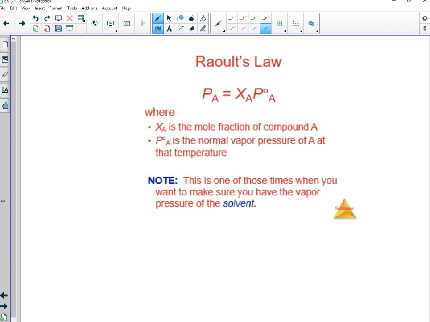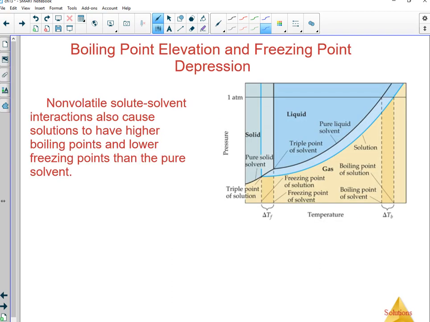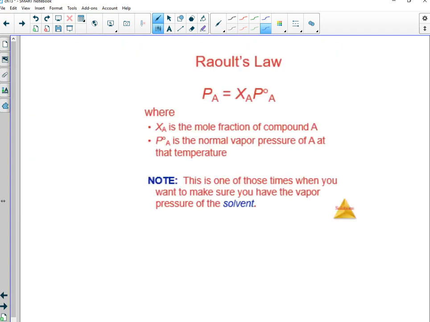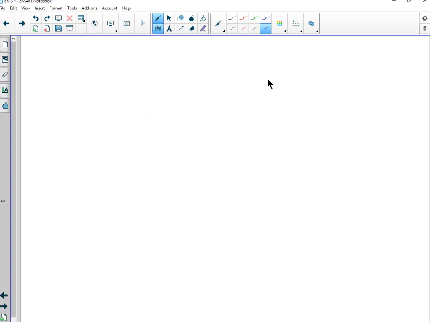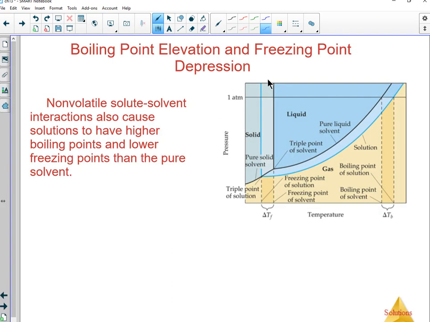Now, we'll come back to that tomorrow probably. This is a lot worse than it looks. It's actually very simple. All right, boiling point elevation and freezing point depression. Sorry, it looks worse than it is. With Raoult's law, you're just going to multiply. All you have to do is find the mole ratio, and this number is given to you. So it's not that bad. We will do it. I thought we'd get there today, but we're not.